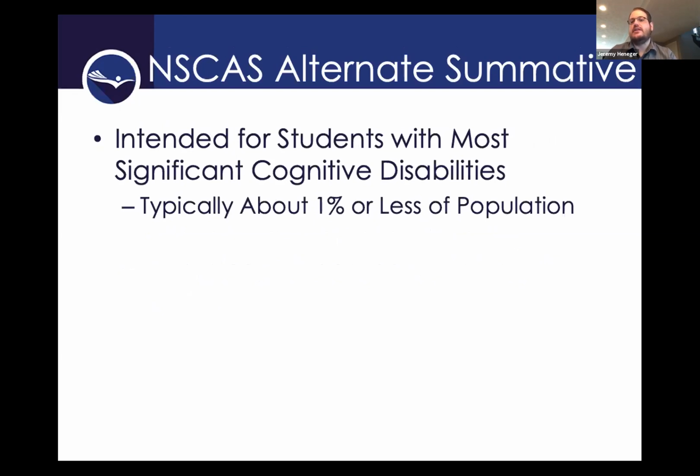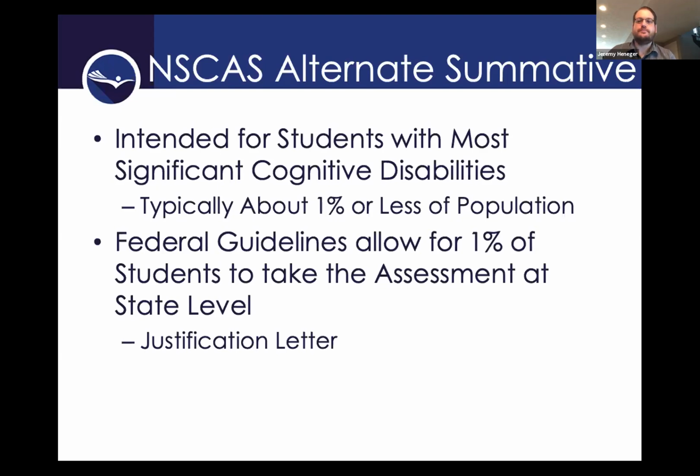So like I said, this is a test that is intended for the students with the most significant cognitive disabilities. It's typically about 1% or less of the population. In some cases, it goes a little bit over 1%. But as a state, we're supposed to be at 1% by federal guidelines, which is the next bullet. Federal guidelines allow for 1% of students to take the assessment. Every year, we ask districts to predict how many students and what percentage of students they're going to have take the alternate. And if they're going to go over that 1%, they have to provide a justification letter for us.